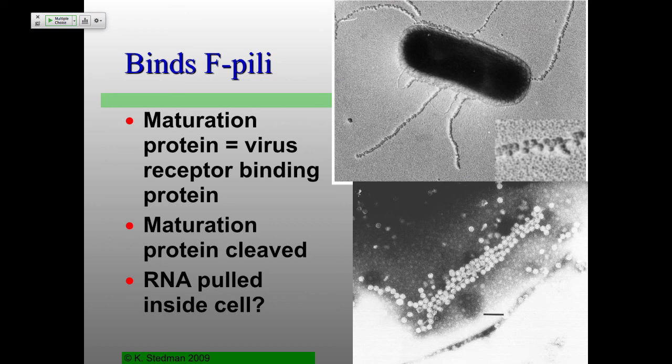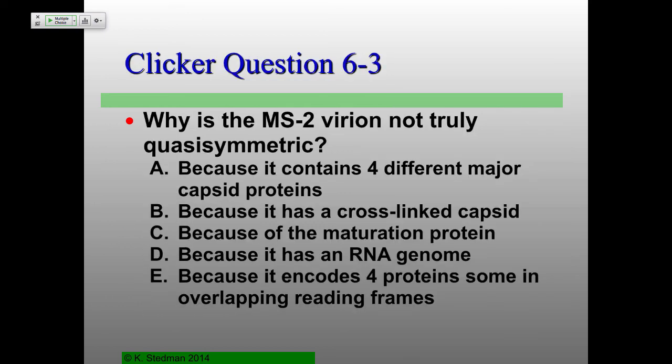So quick last clicker question of the day. This is a nice review of our structural work that we've talked about before, which is why is the MS2 virion not truly quasi-symmetric? It's got 4 different major capsid proteins, has a cross-linked capsid, maturation protein, RNA genome, 4 proteins, some in overlapping reading frames.